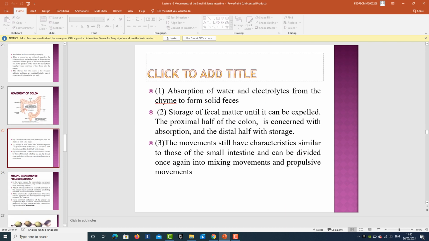So this is all. This is the last slide of today's lecture about the absorption of water and electrolytes from the chyme to form the solid feces. Storage of fecal matter occurs until it can be expelled. The proximal half of the colon is concerned with absorption and the distal half with storage. The movements still have characteristics similar to those of the small gut and can be divided once again into mixing and propulsive movements. So this is all about today's lecture.